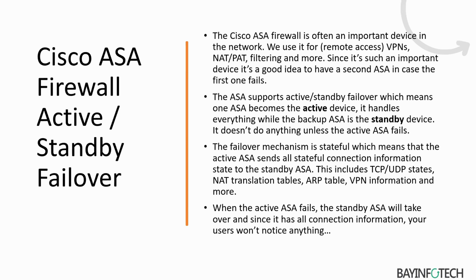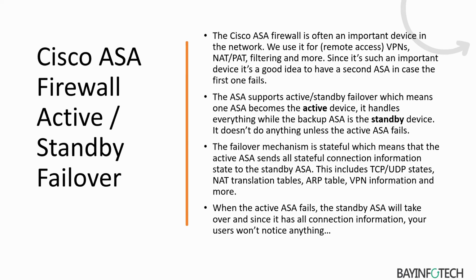The ASA supports active standby failover, which means one ASA becomes the active device. It handles everything, while the backup ASA is the standby device. It doesn't do anything unless the active firewall fails.